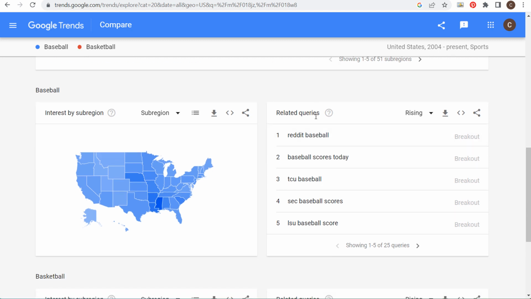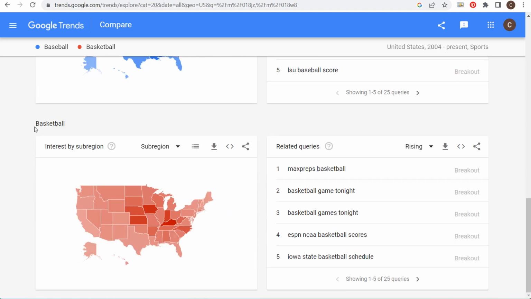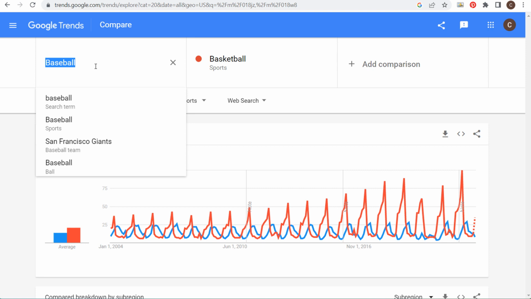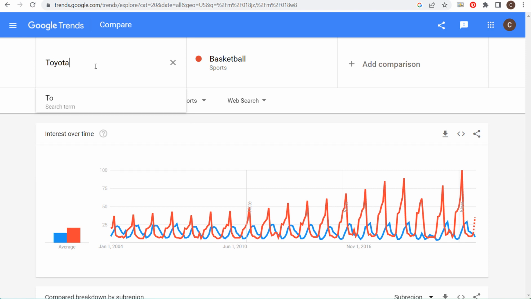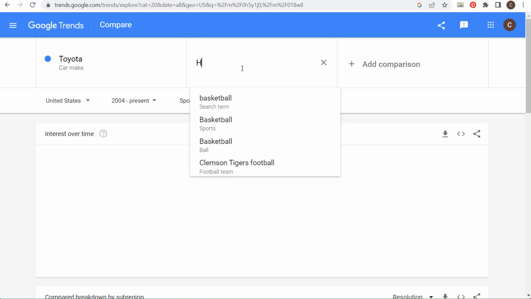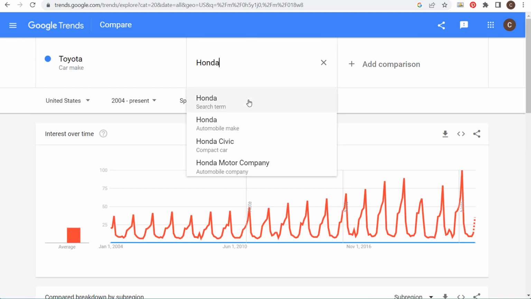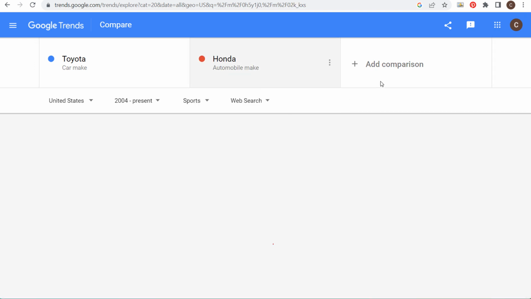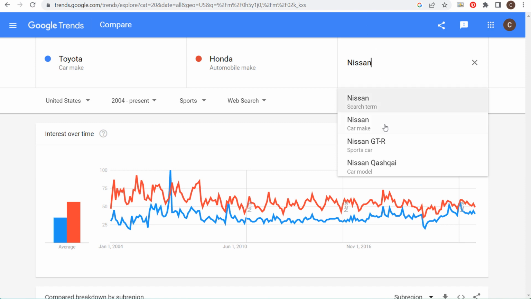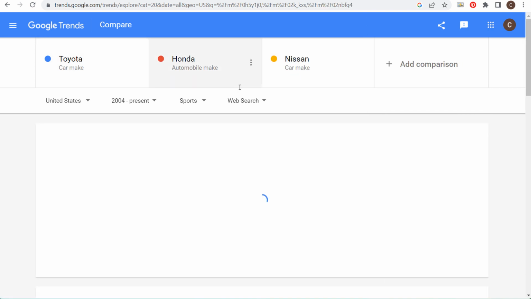Baseball, so you can see some related search queries. Basketball, some related search queries. But if you want to actually look up a couple different keywords and compare them, you can. So for example, let's say I want to figure out what's more popular between some of the large car makers. So let's use Toyota, car make. Let's come over here. Let's use Honda and automobile make. And we'll do Nissan for this one. So we'll do these different car makes. So we have Toyota, Honda, Nissan.